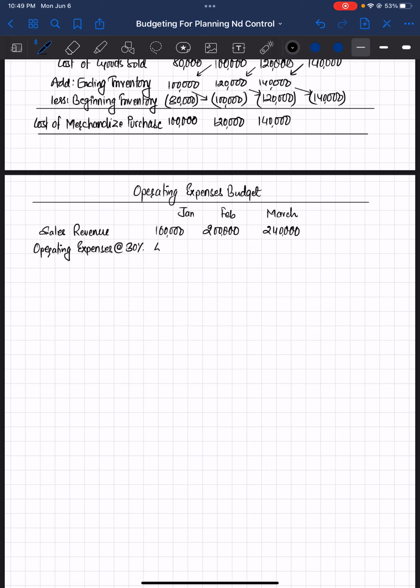That's going to be 48,000, 60,000, and if we calculate 30% of this, it is 72,000. So in total, we will have total sales of 160,000 plus 2 lakh plus 2,40,000. That's going to be 6 lakhs, and 30% of 6 lakhs is 180,000. So simply, this will be your operating expenses budget.